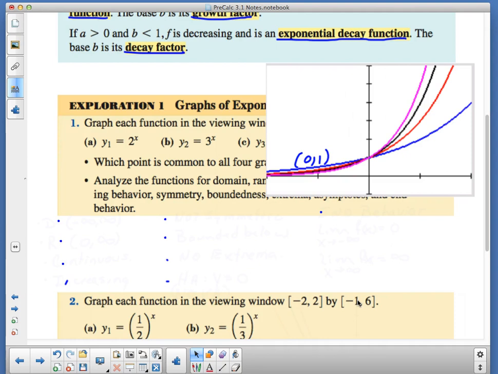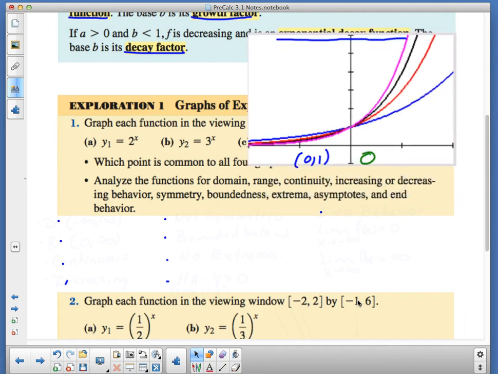Which points in common? 0, 1, that's right here. All your graphs will go through in general form there. 3, 4, 5, 6, 12. And that makes sense because the initial value is found when x is 0, and anything to the 0 power, except for 0, is 1. Okay, so now we're asked to analyze the functions in the domain. Let's talk these out.